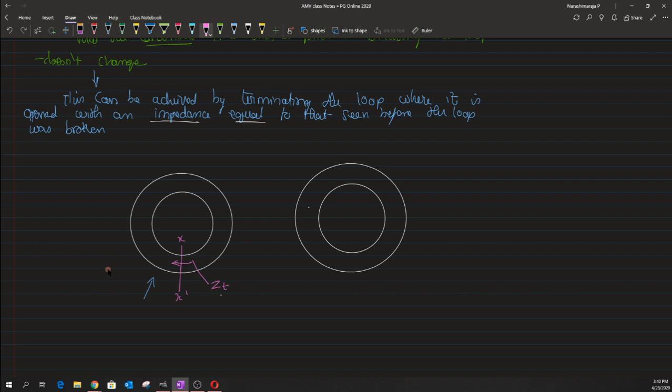Okay. Now what we do is that after breaking the loop, I have to ensure that the circuit conditions are the same even after breaking the loop. So what it really means is that, say for example, I am breaking the loop at exactly x prime, then I have to ensure that the loop is terminated with the same impedance that was seen before. Okay, so I have to have an impedance zt substituted at the place where it is opened, while the other end of the loop is applied with some sort of input source.